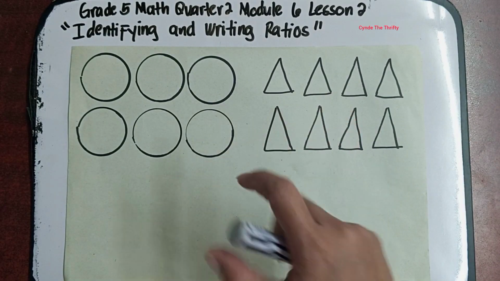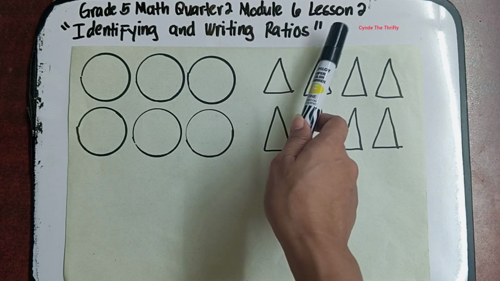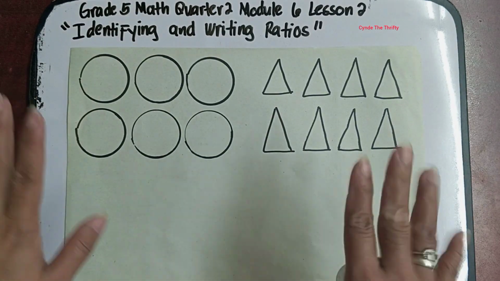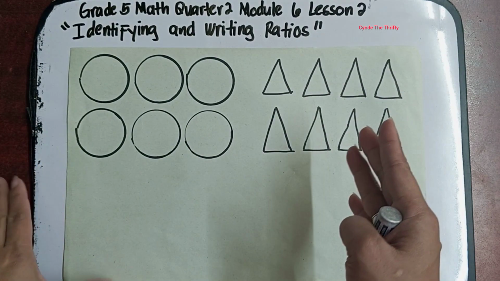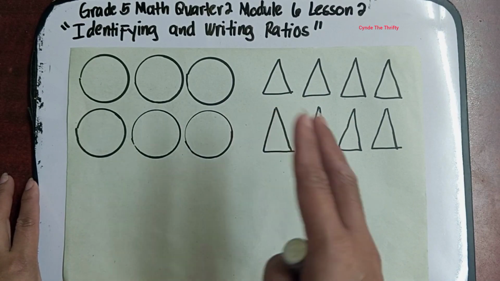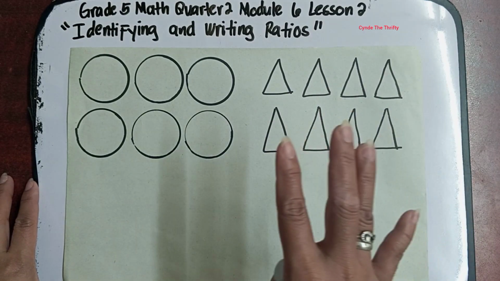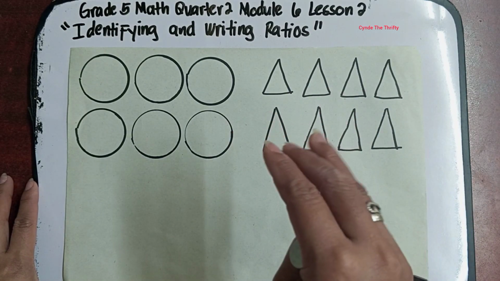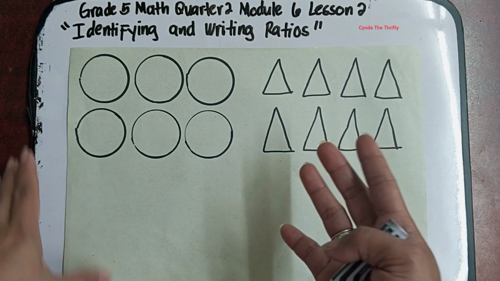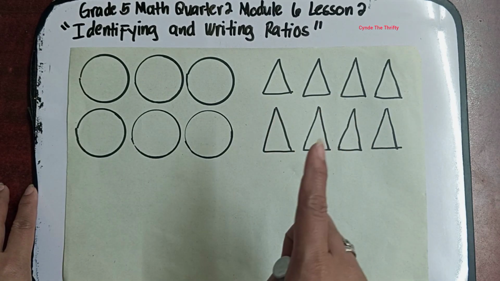Hi everyone! For today's video, ang pag-aaralan natin is Grade 5 Math, Quarter 2, Module 6, Lesson 2, Identifying and Writing Ratios. Kung natatandaan nyo ang ratio sa previous lesson natin, ang ibig sabihin ng ratio is a comparison of two things. So, nagko-compare tayo ng dalawang bagay, tapos sa ating pagko-compare is gumagamit tayo ng colon, or pwede rin natin siyang i-compare gamit ang fraction. Sa araw na to, matututunan nyo kung paano ba natin i-identify at isulat ang equivalent ratios.